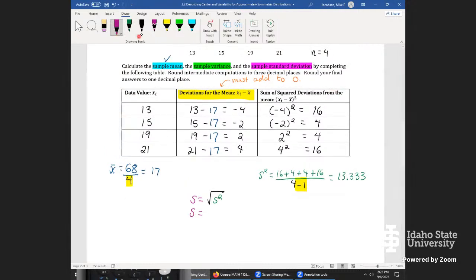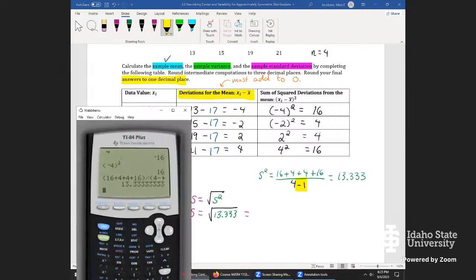S is going to be equal to the square root of 13.333. I'll use that intermediate rounded value. They ask us to round our final answer to 1 decimal place. So once I get here, we'll make that rounding happen. So back to the calculator.